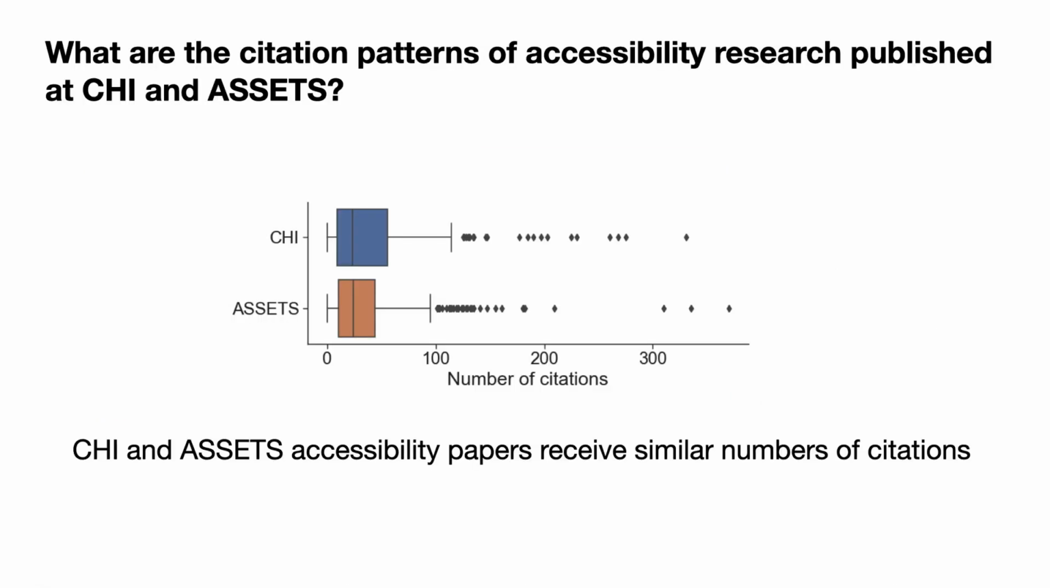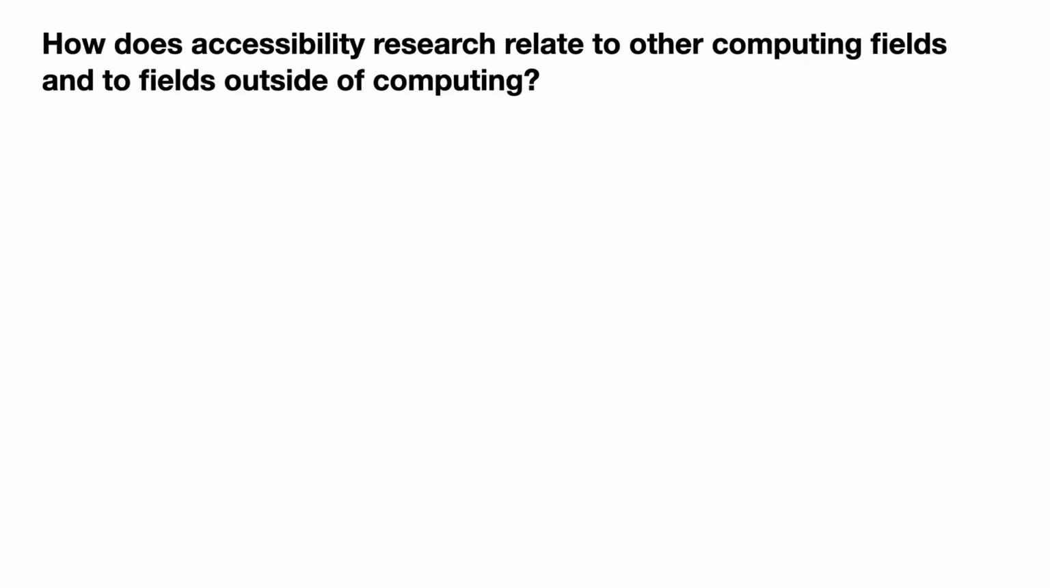First, what are the citation patterns for accessibility research in CHI and Assets? It turns out CHI accessibility papers and Assets papers receive a similar number of citations from other works. CHI accessibility papers receive a median of 23 citations compared to 24 for Assets. What about how accessibility papers relate to other fields?